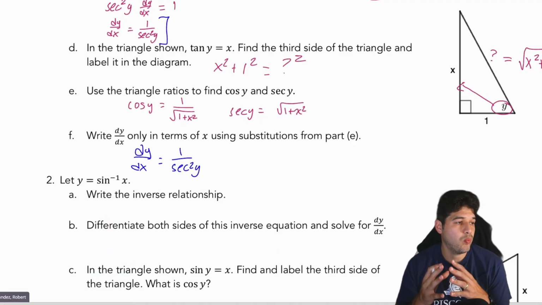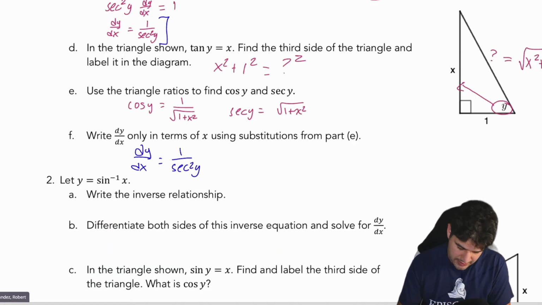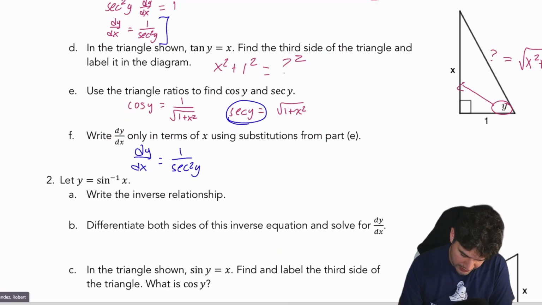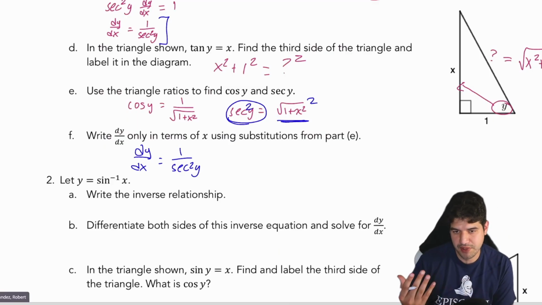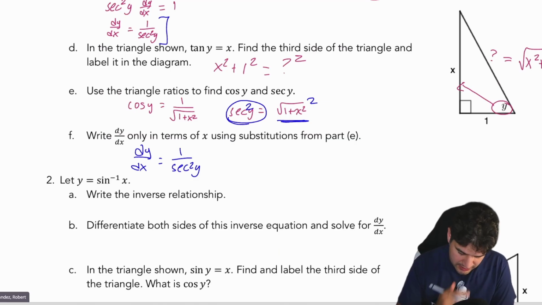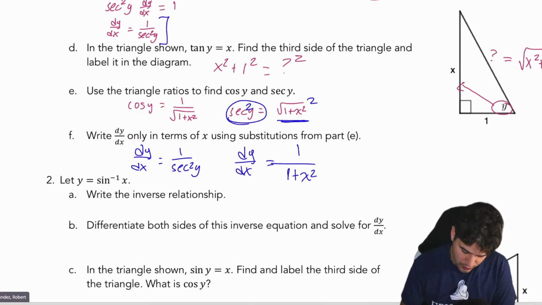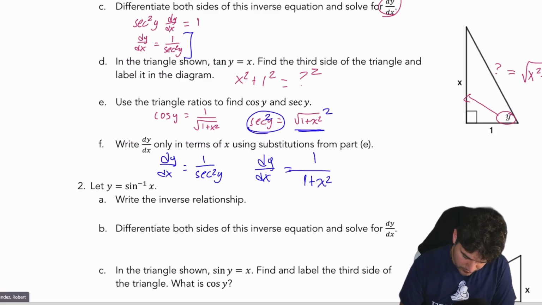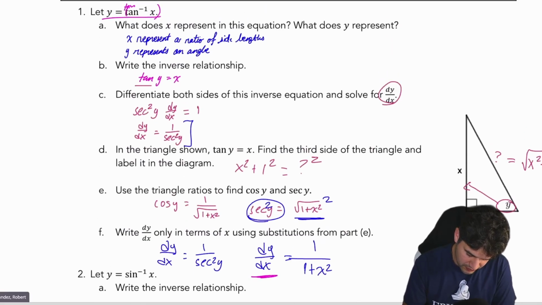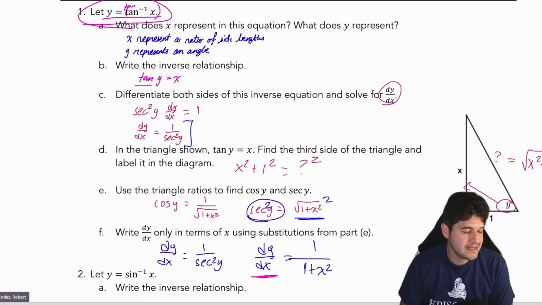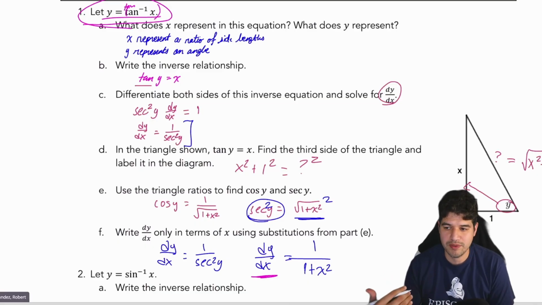And what I want to do with that information is I know that secant of y is this. So if I find secant squared of y, I'm just going to square both, right? So it's pretty intuitive. dy/dx is going to be equal to 1 over that function squared. So it's going to say 1 over the square root of 1 plus x squared, squared. So it's just going to say 1 plus x squared. So dy/dx, which is what we were looking for, the derivative of the inverse tangent, is equal to 1 over 1 plus x squared.